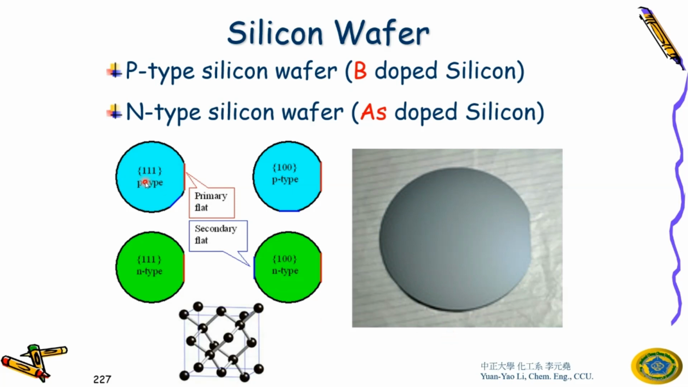And this is the 111 crystal orientation. We are going to talk about this in chapter 3. Okay, 100 is also a crystal orientation.